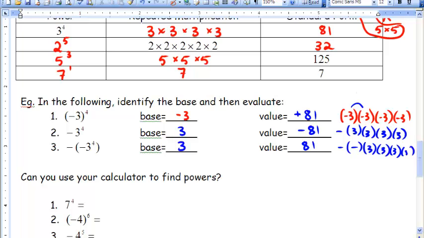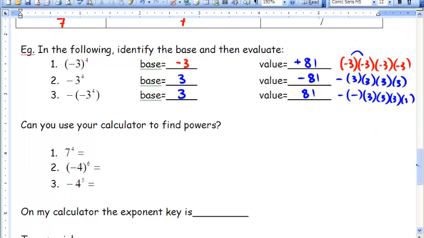All right, now, can you use your calculator to find the next powers? I'd like you to try these out, please. You might have a different button on your calculator. You might have an X with a Y on it, right? You might have one with a little arrow pointing up, or you might have a Y with an X button, all right? I'd like you to try and find what these actually equal in standard form, and make sure you put in the brackets, all right? And I'd like you to also fill in what your calculator key looks like.